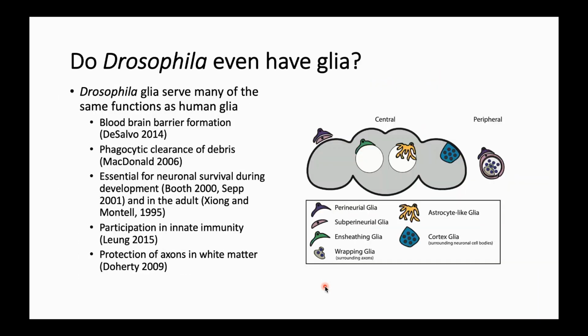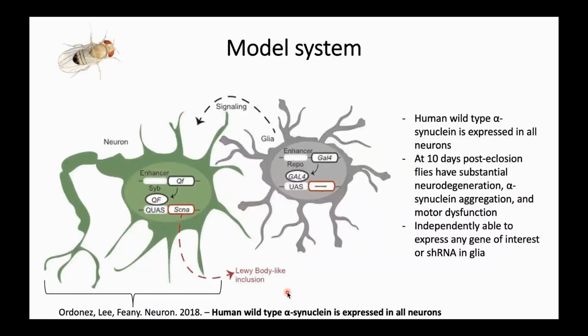One question that I commonly get is, well, do Drosophila even have glia? And the answer is yes, they do. Without going into a great amount of detail, they have several kinds of glia. And what's important to know for purposes of this talk is simply that many of the functions of mammalian glia are conserved down to the fly, including protection of axons, involvement in the innate immune system, formation of a blood-brain barrier, etc.